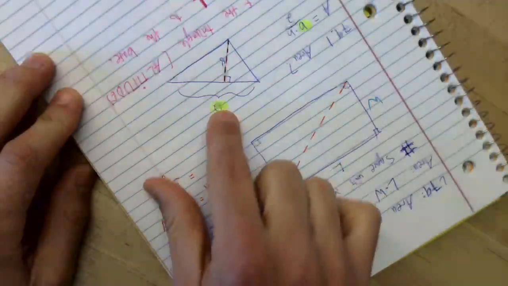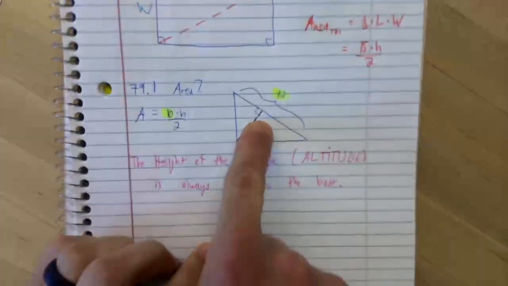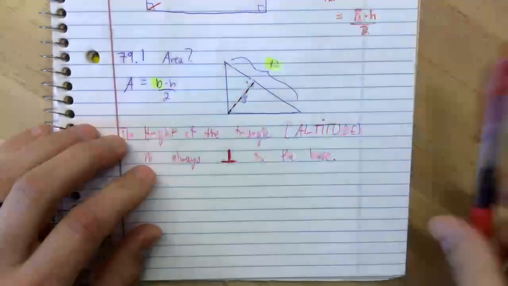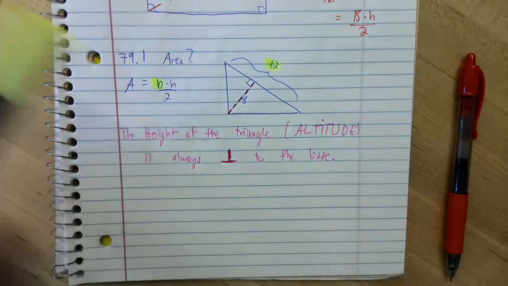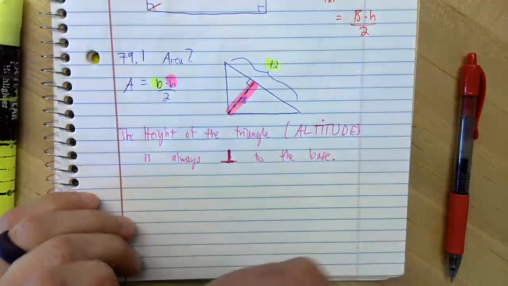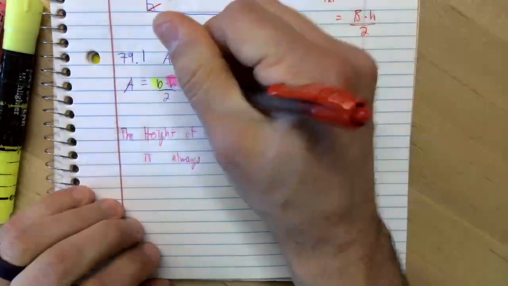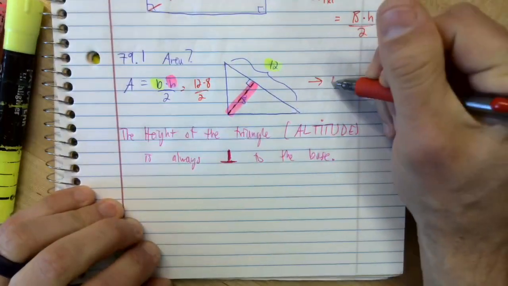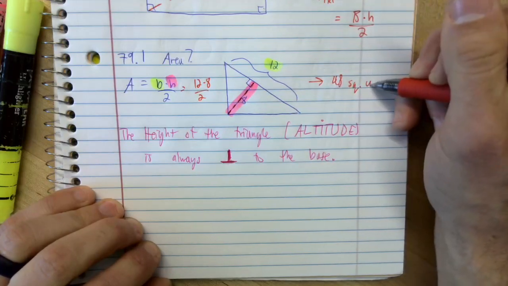Oh, there it is, 12 and 8, right? But I show you the perpendicularity using the right angle symbol. Okay, so the area of this triangle, base times height divided by 2, we point out that the height is 8. So that would be 12 times 8 divided by 2, or 48 square units.